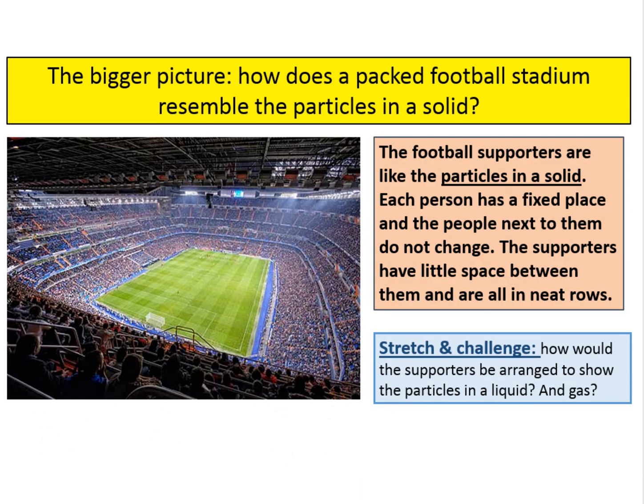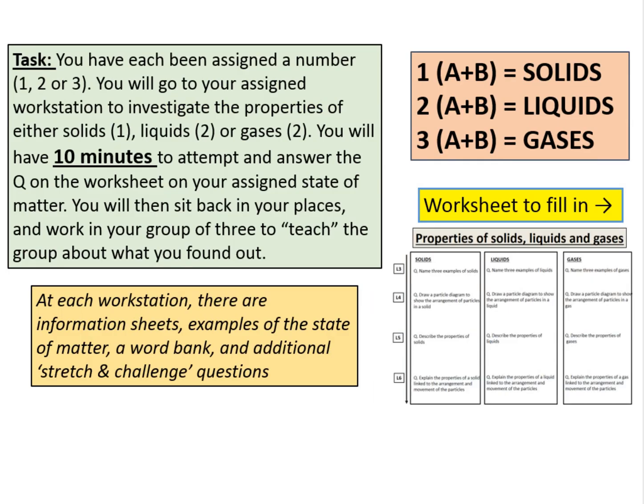So the football supporters are like the particles in a solid. Each person has a fixed place, and the people next to them do not change. The supporters have a little space between them and are all in neat rows. So how would they be arranged in a liquid and in a gas, as we've just described?